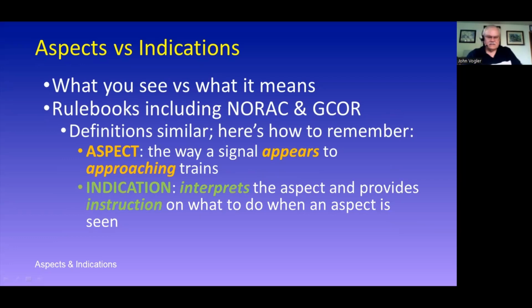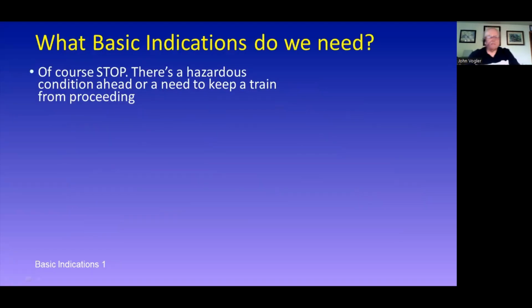The indication interprets what the aspect is trying to tell you and provides instruction on what to do when you can see the aspect. So again, we're going to look at the I's. Indication interprets. Indication is the instruction on what you see from the aspect, which was the appearance. So to design a signaling system, we need some basic indications. So let's go through some of them. Let's go through all of them, all the ones we're going to use on the model.